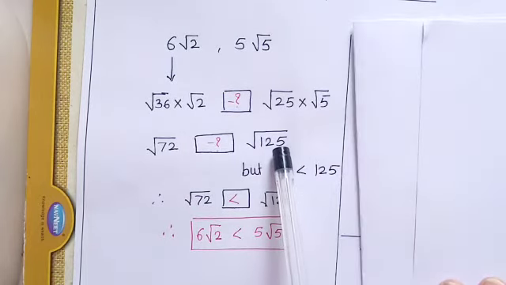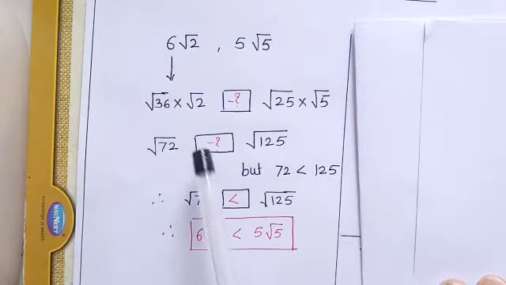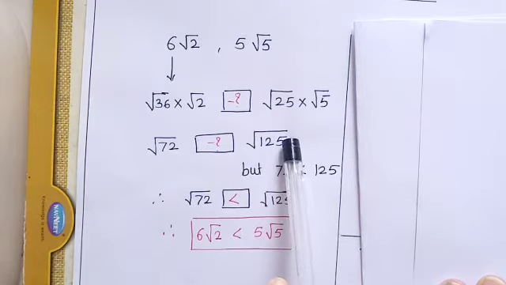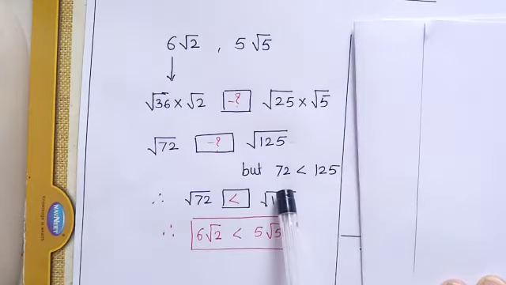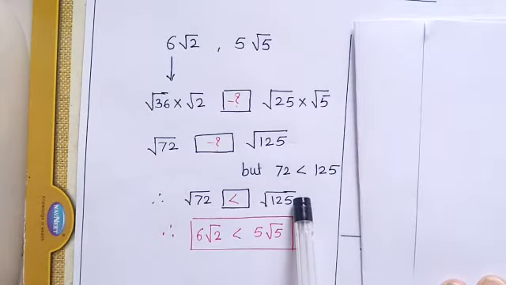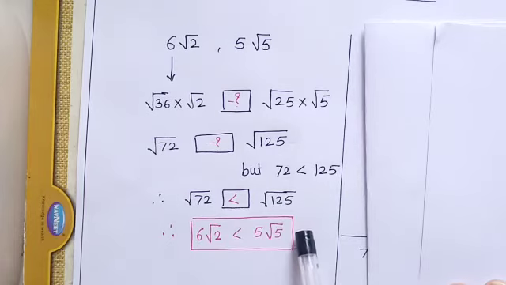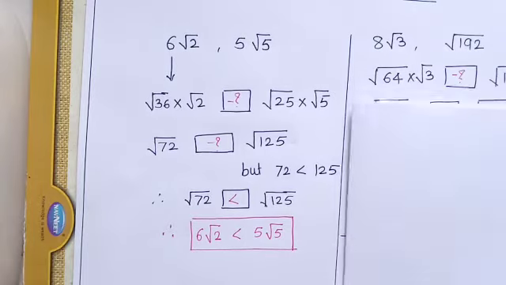But we have seen that 72 is less than 125. That means square of a is less than square of b, and so a must be less than b. If a square is less than b square, then a must be less than b. That is, root 72 is less than root of 125, and therefore 6 root 2 is less than 5 root 5. We will check another example.